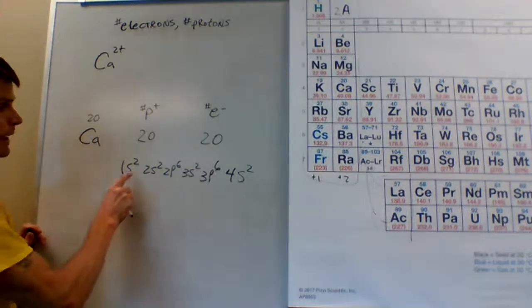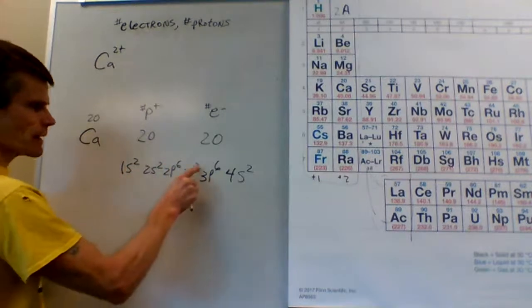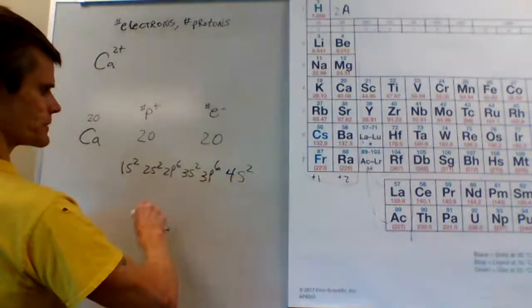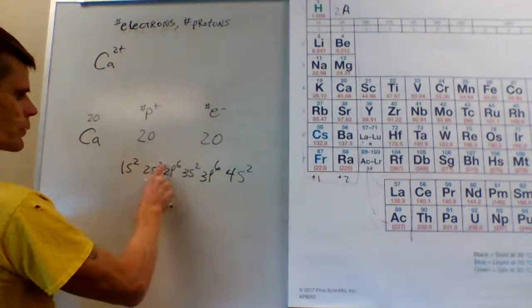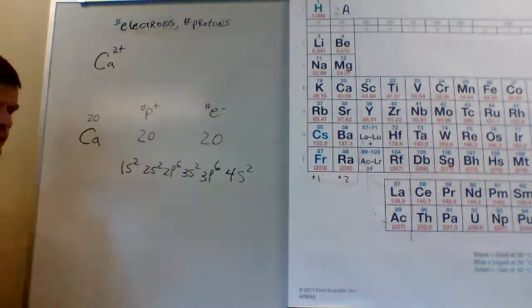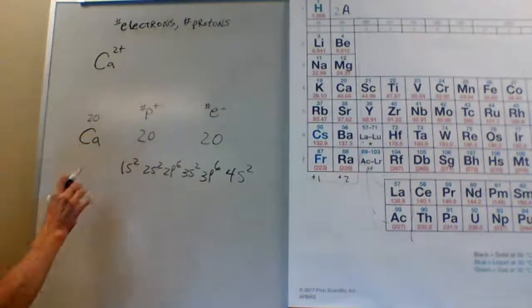We can always double check: 2, 4, 10. I'm counting the superscripts. That's 10, 12, 16. I missed something. 2, 4, 10, 12, 18, 20. We got 20 electrons. Okay, that's the calcium atom.